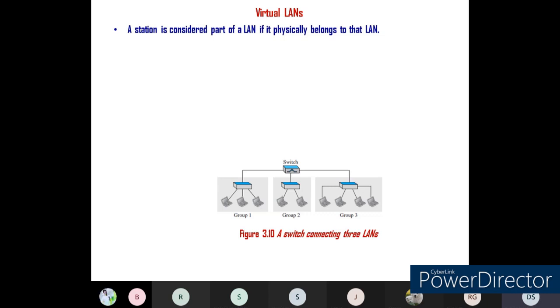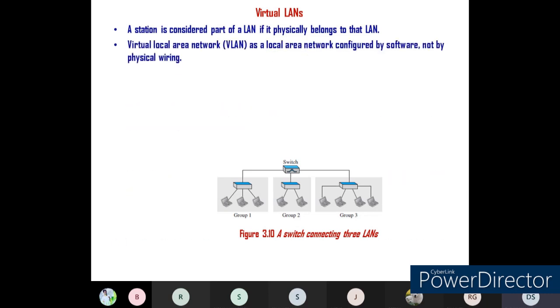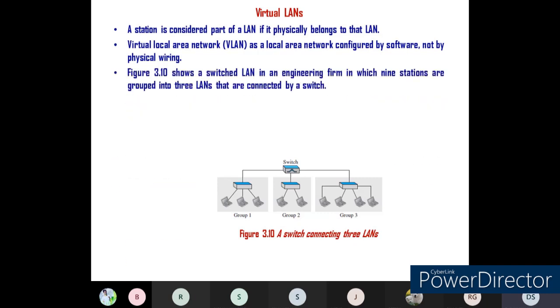So a station is considered part of a local area network if it is physically connected to that LAN. Of course, that is called a physical connection of the local area network. Virtual area network means using software, not physical wiring, not using any cable or wire. Using software, if we connect a number of hosts or computer systems using a switch or hub, that is called a virtual local area network.